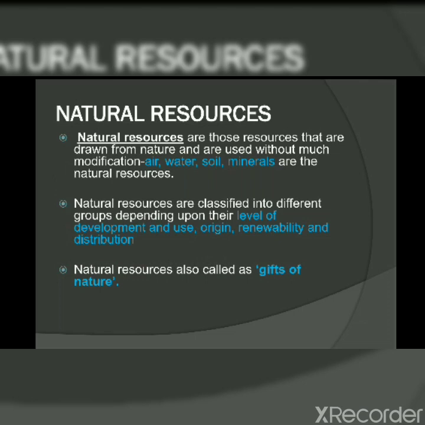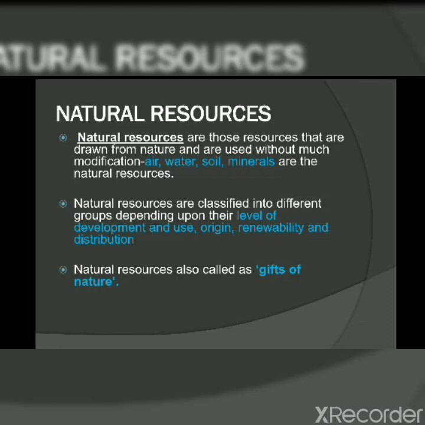Natural resources are those resources that are drawn from nature and are used without much modification. That means we obtain them from nature directly, without making any changes to them. For example, air, water, soil and minerals are natural resources.